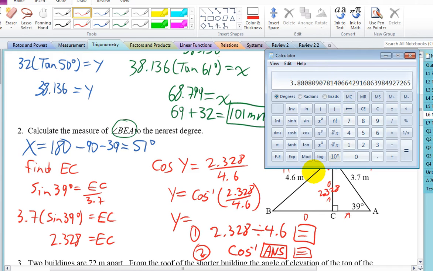I did something wrong here. Yeah, because that can't be. So 3.7. Now notice that when I made that calculator mistake, I go back to the beginning. I don't want to use the rounded answer. So now I have all my decimals. Now I feel like going forward, dividing by 4.6, and then going inverse cos. 59.58 degrees.